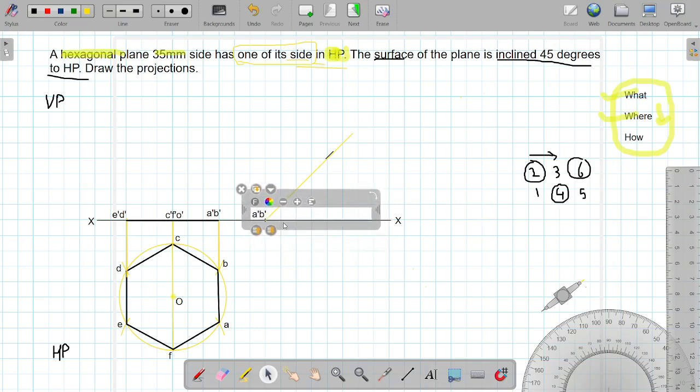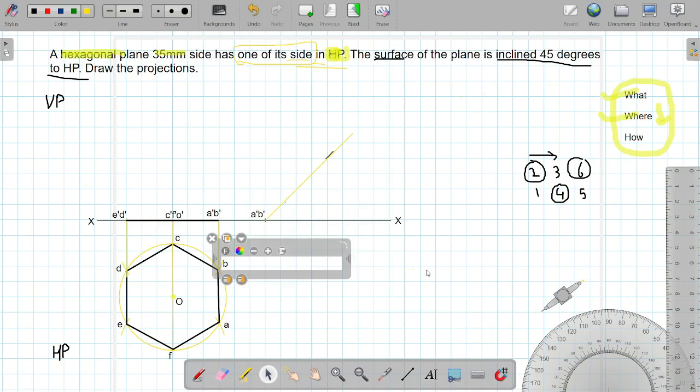So this point is fixed now. Now what we will do is, in the compass we will measure from AB the distance to this particular point ED, because we are just inclining the surface. So the measurement will remain the same. So just measuring from A dash B dash to E dash D dash.